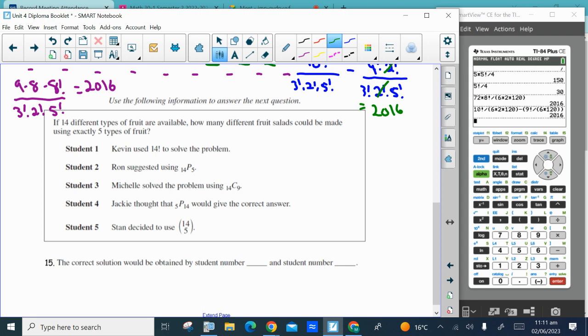So these 5 students had different answers. 2 of them are correct, so which ones? Who thinks Kevin is correct? Why not? You have 14 groups, or the fruit salad has 14 instead of the 5. Why is Kevin not correct? Kevin says 14 factorial. What does that mean? Like how many different combinations of 14 there are? It means he's choosing all 14. That's right. So we're told he's only choosing 5.